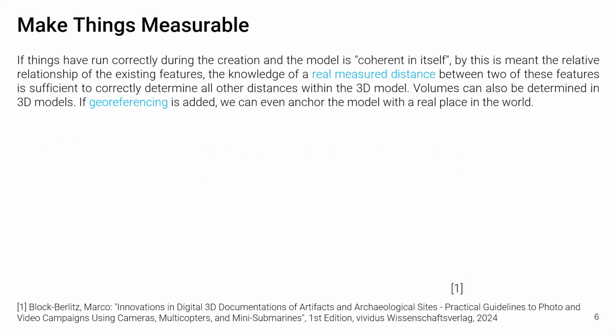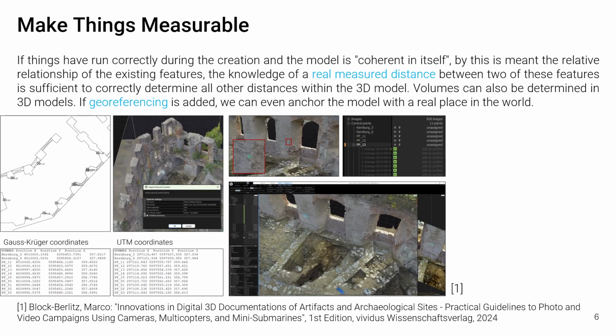It is obvious that 3D models as a virtual representation of reality should at least have the property of making things measurable. If things have run correctly during creation and the model is coherent in itself, by this is meant the relative relationship of the existing features, the knowledge of a real measured distance between two of these features is sufficient to correctly determine all other distances within the 3D model. In addition to distances, volumes can also be determined in 3D models.